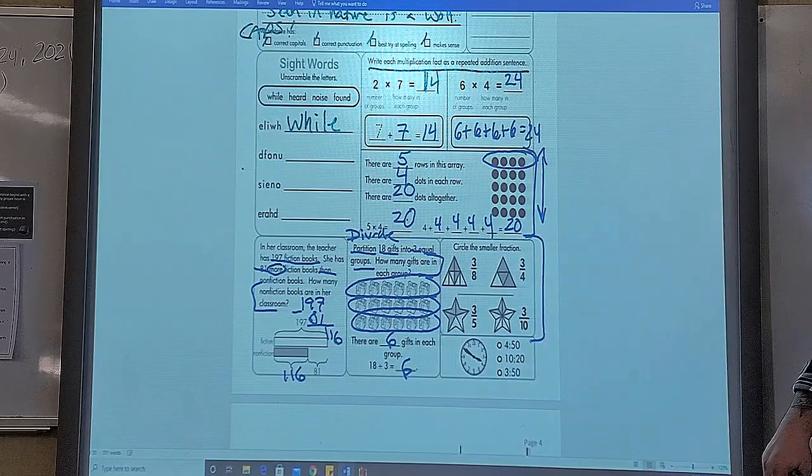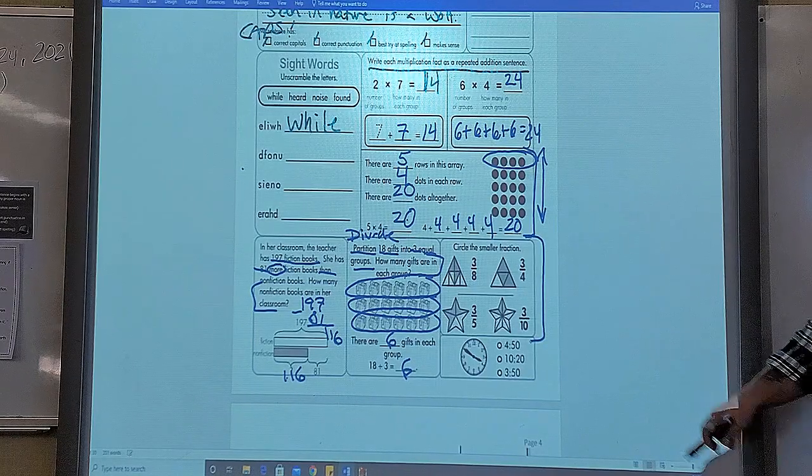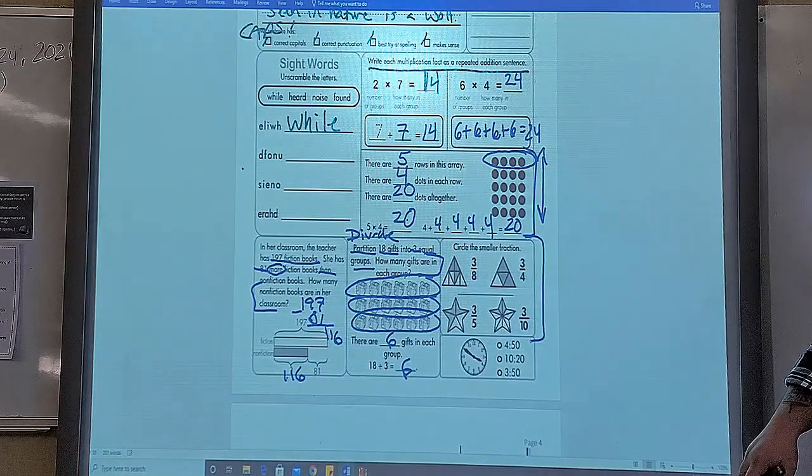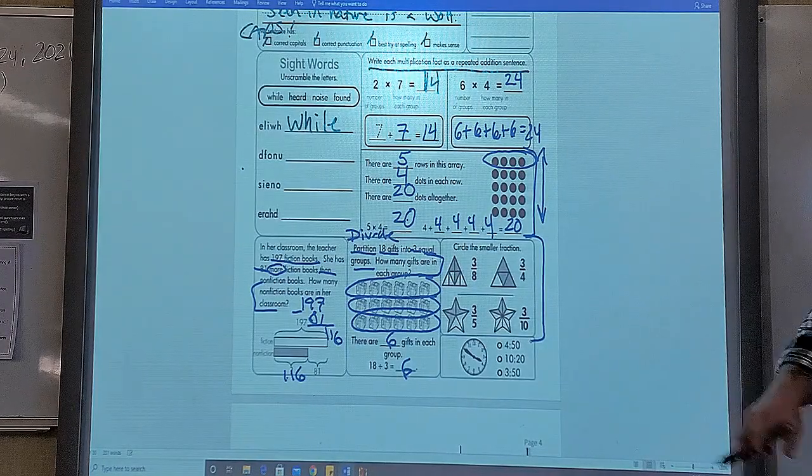Let's start with the sound effects. So which one? Got somebody who hasn't answered? Andrew? Which one's smaller? 3/8 or 3/4? It's 3/8.